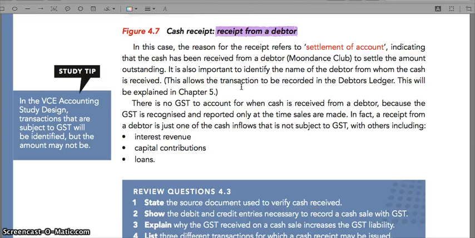However, that GST does contribute to the amount that he or she owes us. So if the sale price for the goods that were purchased on credit is $1,000, then what the debtor owes us is $1,100. It's not just the sales price. Hopefully that makes sense. If it doesn't, just let me know tomorrow morning, and I'll explain it a little bit further. The other couple of receipts that we may see that don't have GST involved is interest revenue, obviously capital contributions, and any time a loan is paid directly into the account.